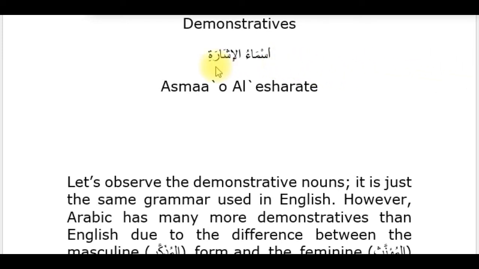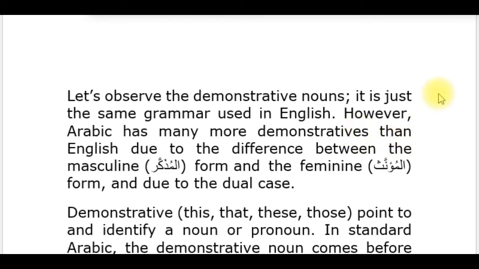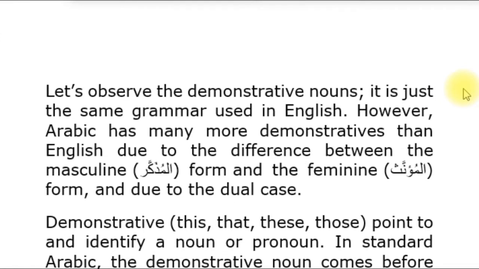أسماء إشارات. Let's observe the demonstrative nouns. It is just the same grammar used in English. However, Arabic has many more demonstratives than English, due to the difference between the masculine form al-muzakkar and the feminine form al-mu'annas, and due to the dual case.